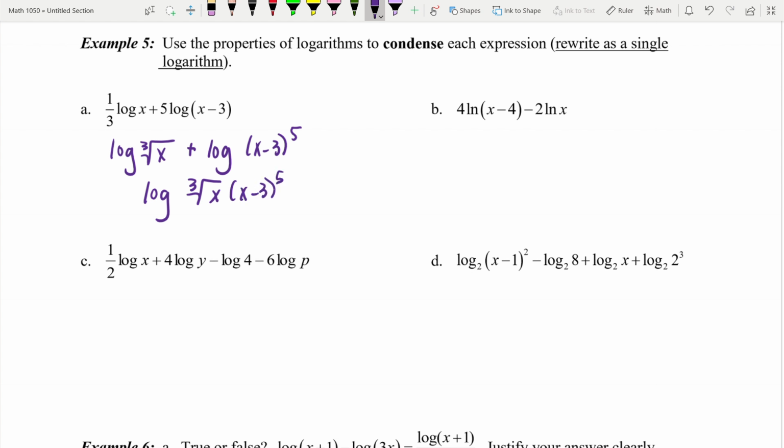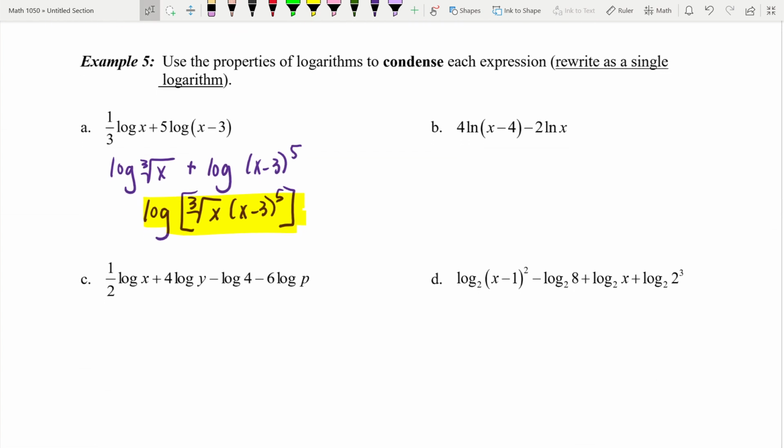You guys, that looks so complicated. It's complicated. So be clear and put brackets around what you're taking the log of. Do you have to do that? Nope. Do I think it's pretty smart? Yes.